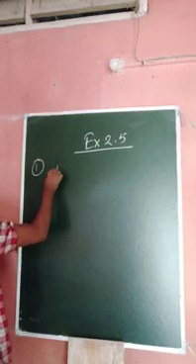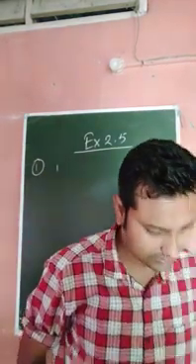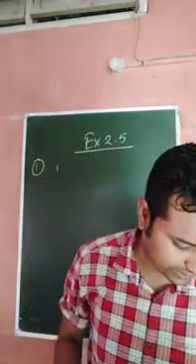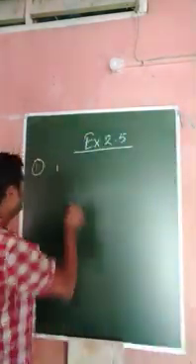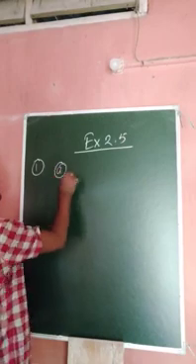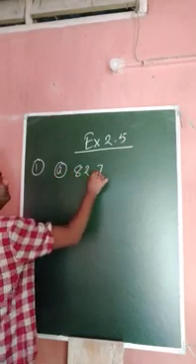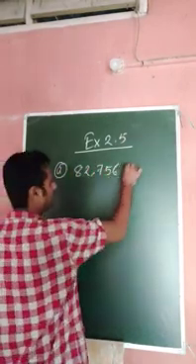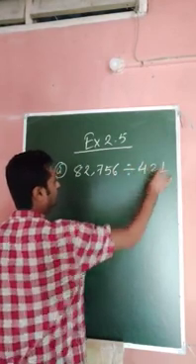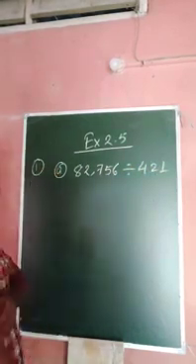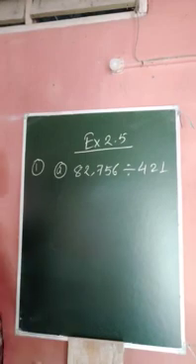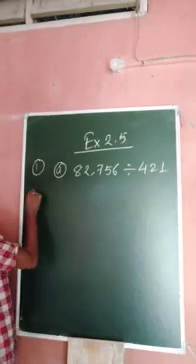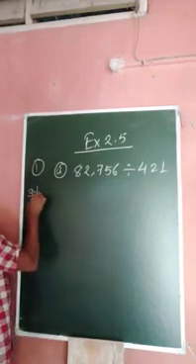The first one is A: 82,756 divided by 421. We have to find the quotient and the remainder, so we have to do the long division here. Solution is given.